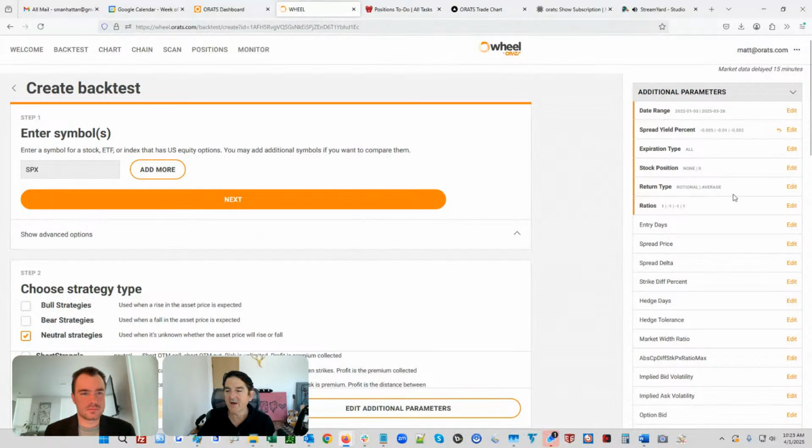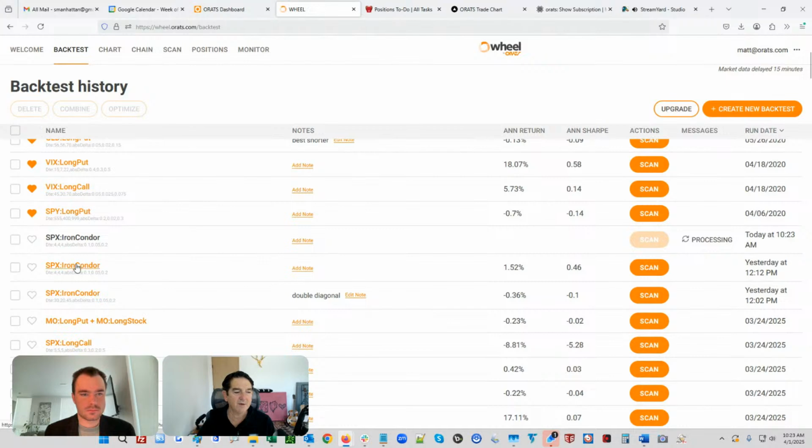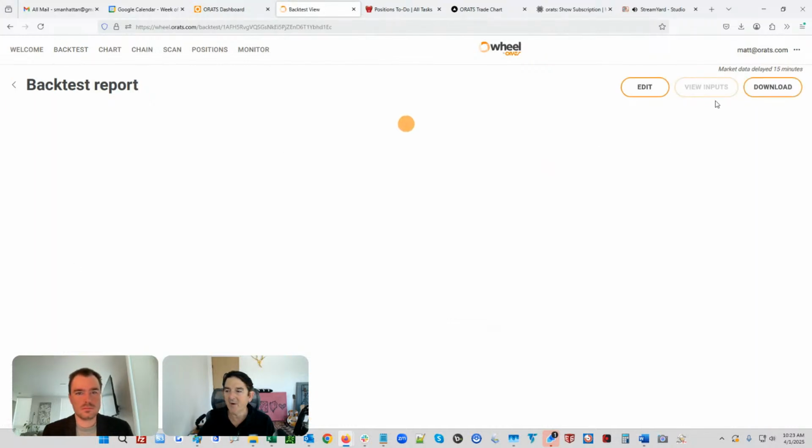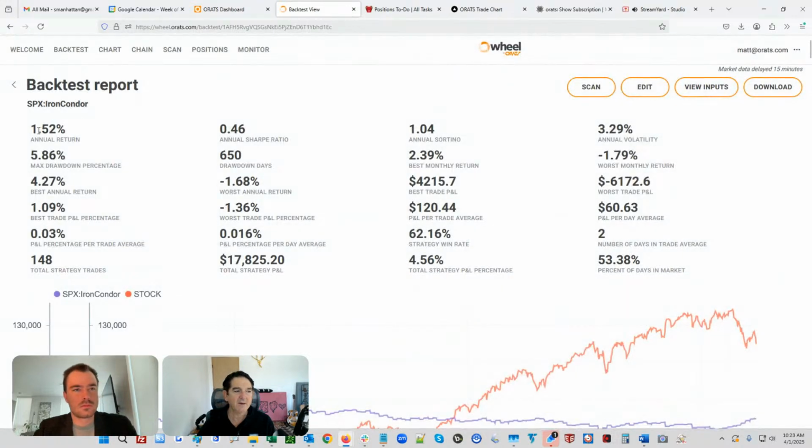I've already run this strategy. It only takes a couple minutes, but I've already run this on the old way. So here's the way that I ran it before, and you could view the inputs. This is the 3-4 double diagonal. And then we could see that it does okay.